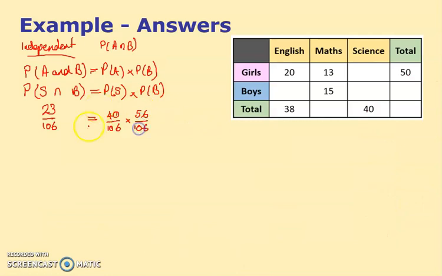If this right hand side equals it, let's see what it equals. So it doesn't look as if it should. 40 over 106 times by 56 over 106 equals, that actually equals 560 over 2809. So that is not equal to it. So this is not equal to it, therefore not independent. Now, you could easily be asked to show that they are not independent, and that's what you'd show.